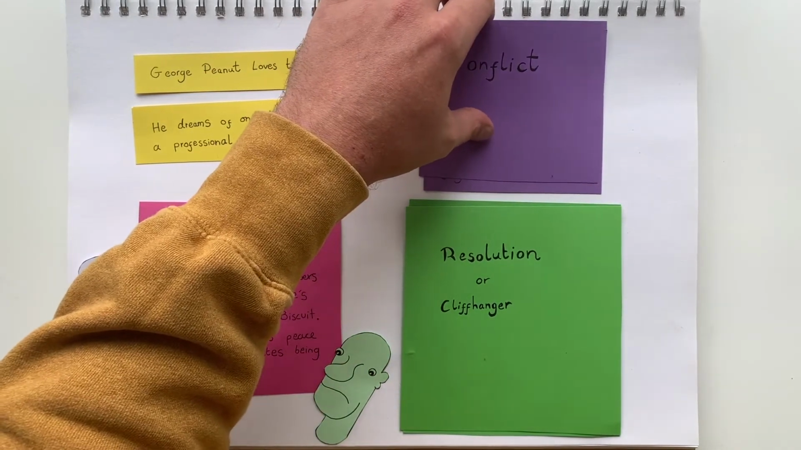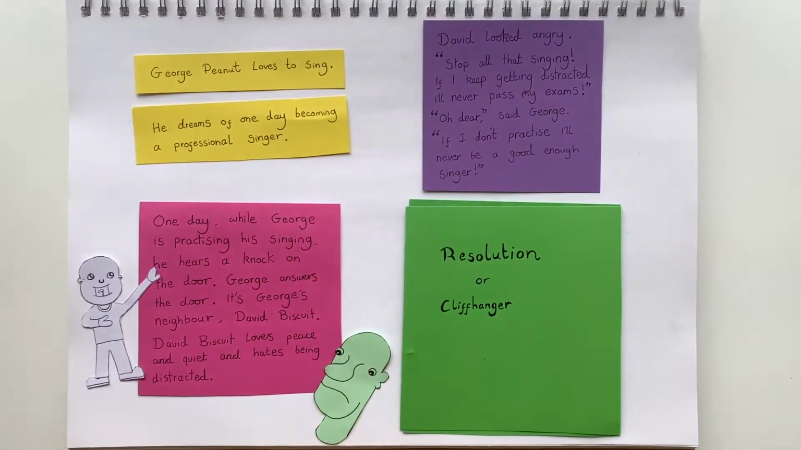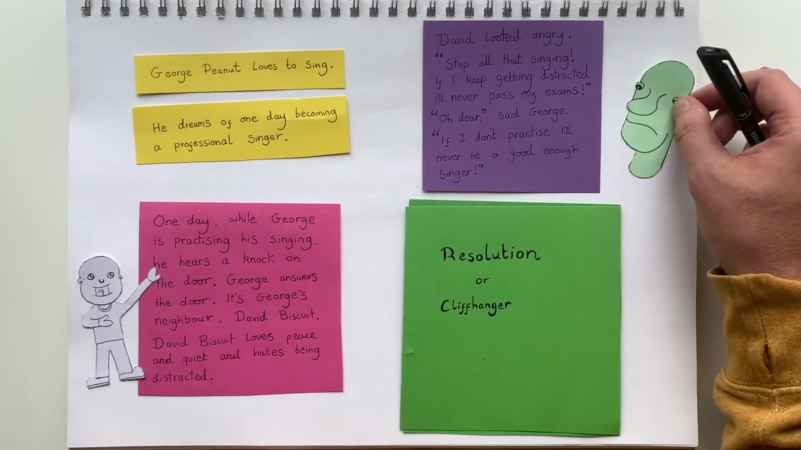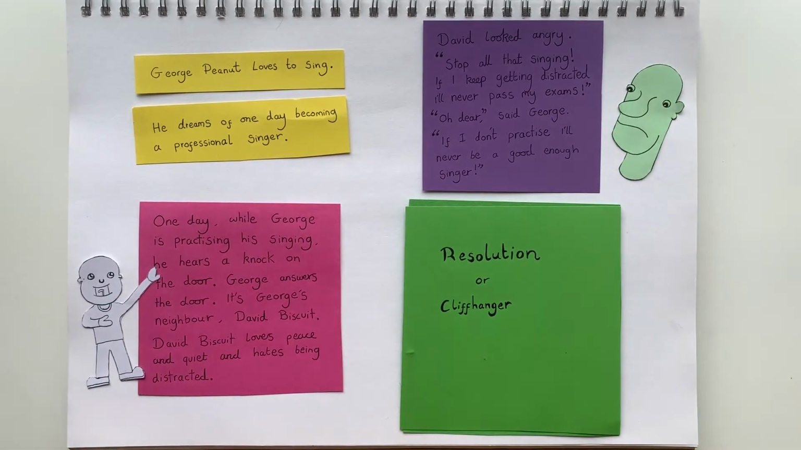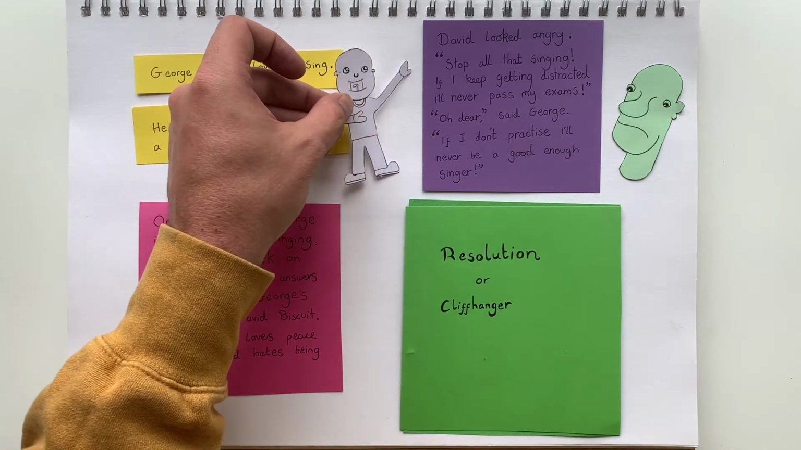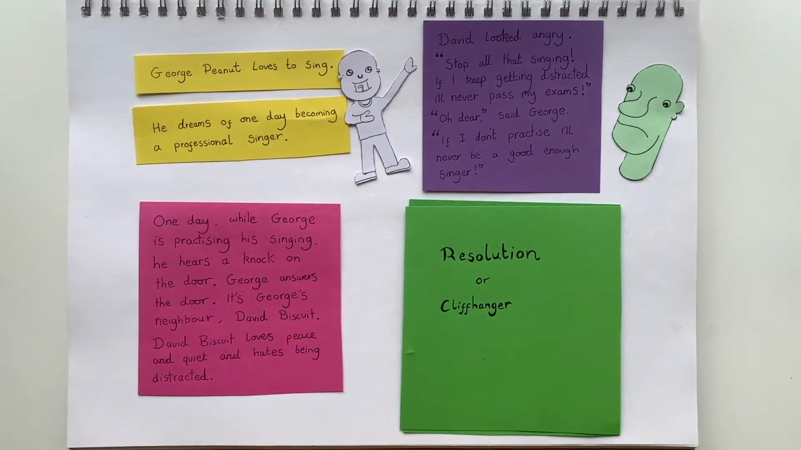Our next box. This is going to create a conflict and you're going to have to write about it. This is mine. David looked angry. If I keep getting distracted, I'll never pass my exams. Oh dear, said George. If I don't practice, I'll never be a good enough singer. So there's the conflict. I've really spelled it out. David can't have the distractions or he won't pass his exams, but George has to sing so he can be good enough. How are they going to resolve this conflict?